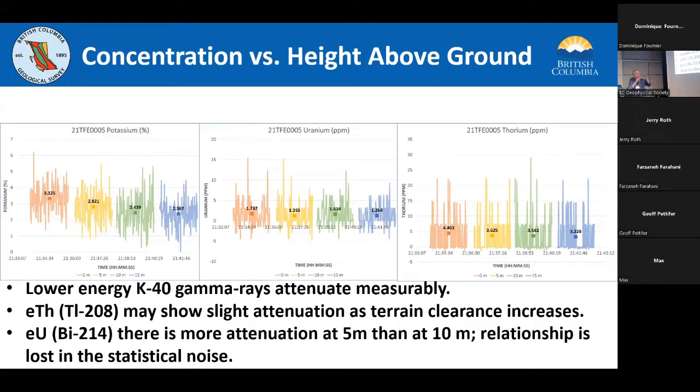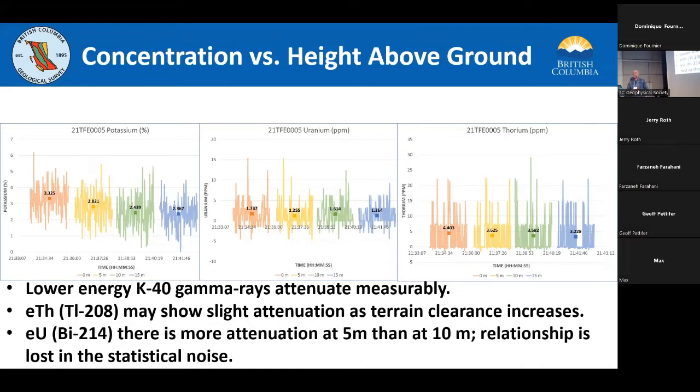Each of these clusters shown here in these graphs are essentially 2-minute or 120-second time windows. X-axis is time, Y-axis is concentration. And so you can see in these graphs that, at least with potassium, there is attenuation as the aircraft or sensor distance from the ground is increased. And we'll come back to why that's important in a moment. In the case of thorium, it's actually pretty hard to tell.